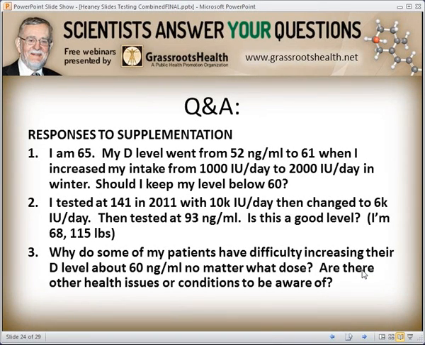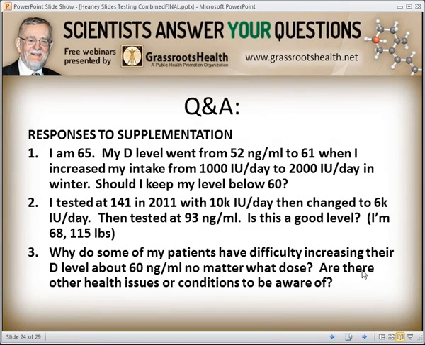Well, I don't think there's any one answer to that question. Probably 60 will cover most of the protective benefits that you can get from vitamin D, but it's safe to go up. There's never been any report of toxicity below 200 nanograms per milliliter. I don't recommend going that high, but it's good to know that 60 and somewhat higher will be safe.